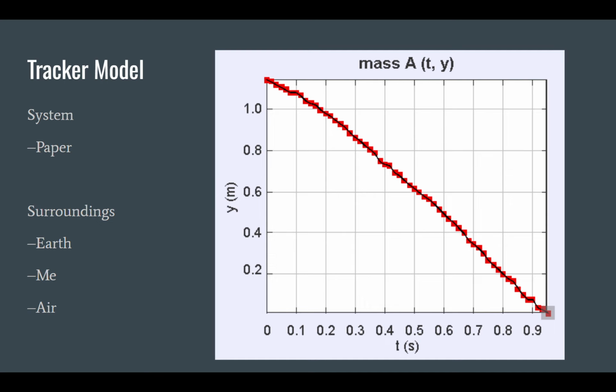Now the Tracker model, where we have the system as the paper, and the surroundings are the earth, me, and the air, we have something interesting. You can notice at the very beginning there's a slight curve and a dip downward into what looks almost linear, which is strange for something that's accelerating.